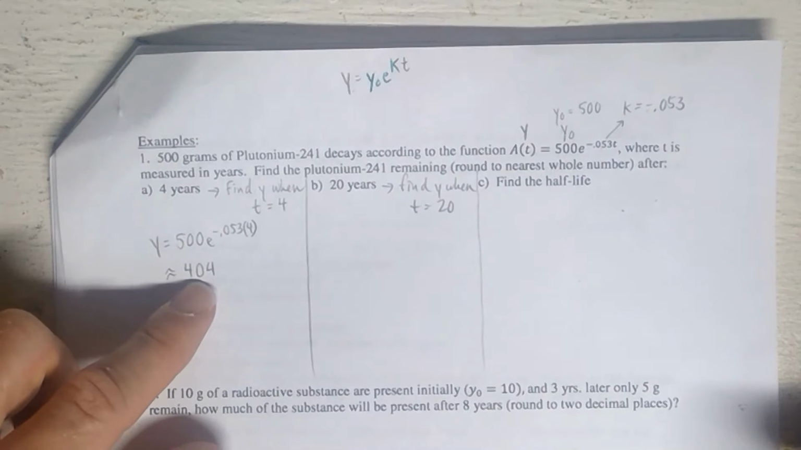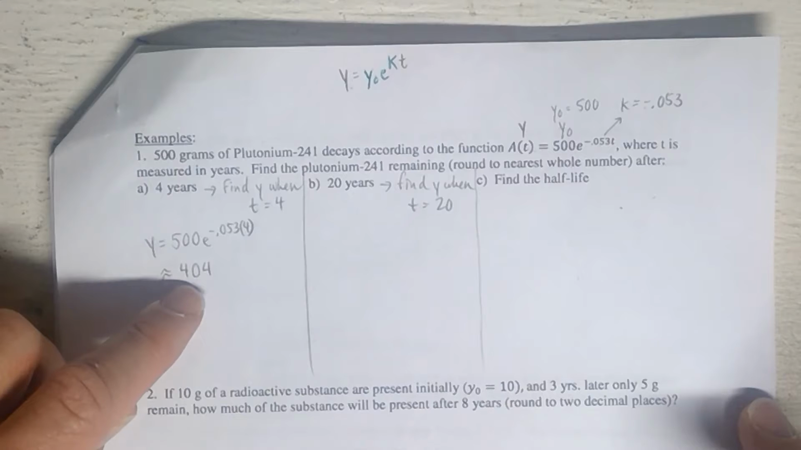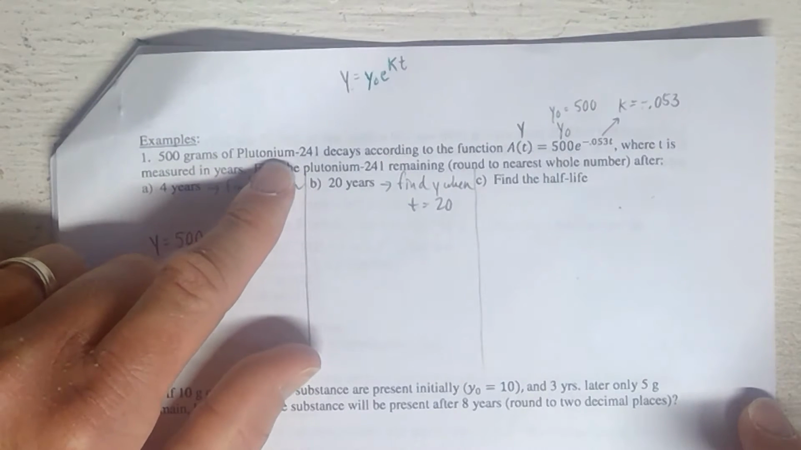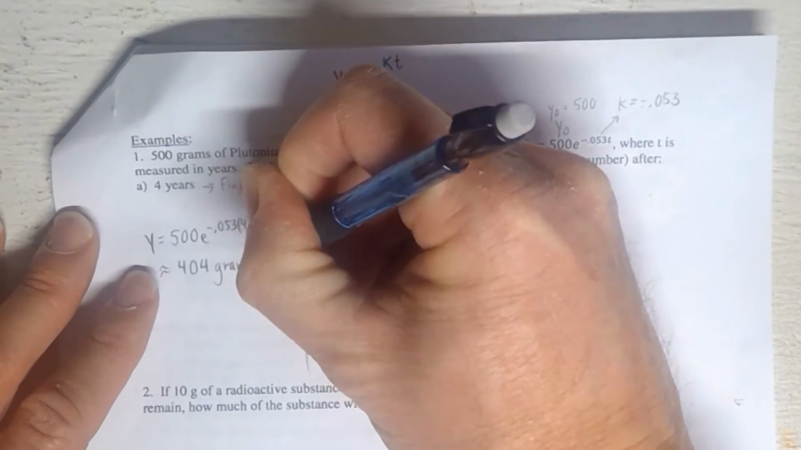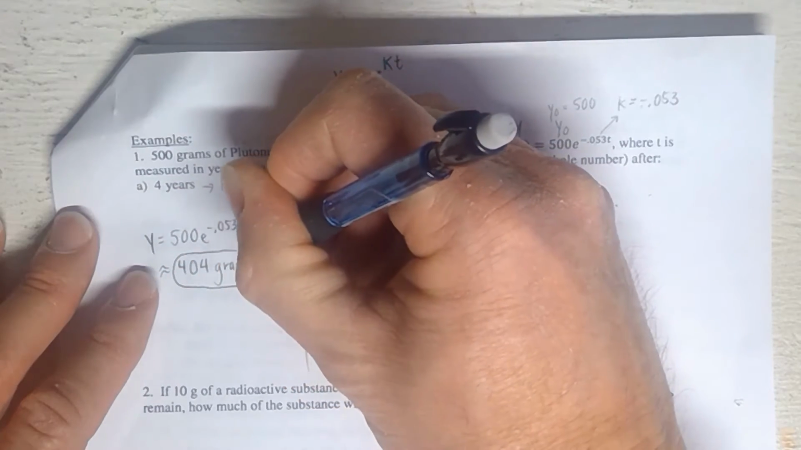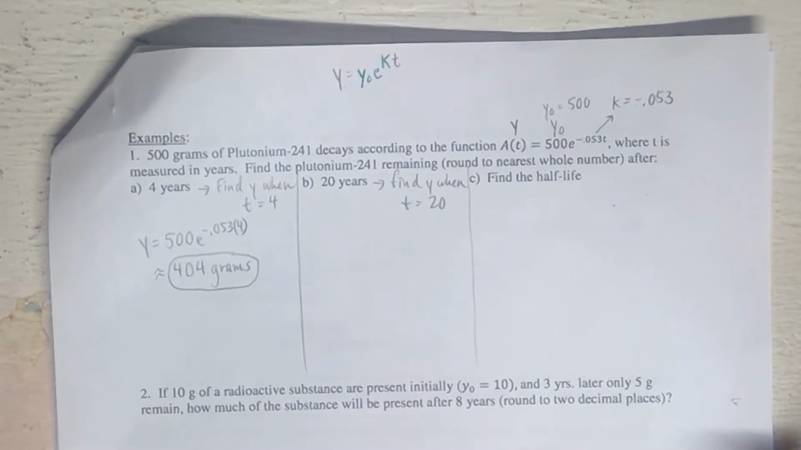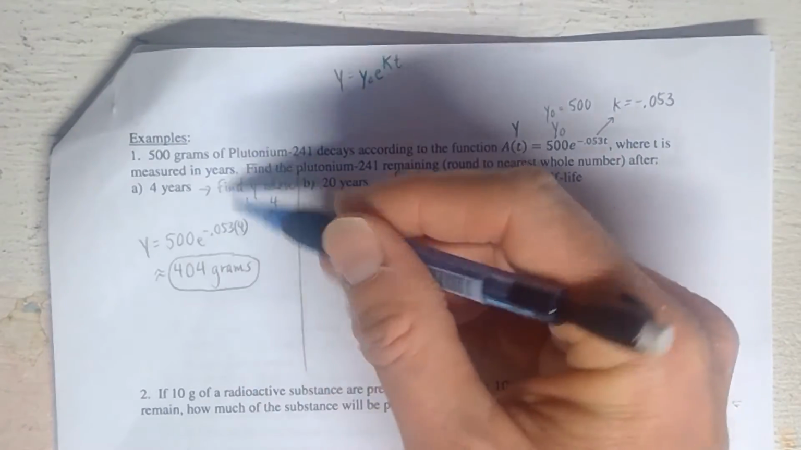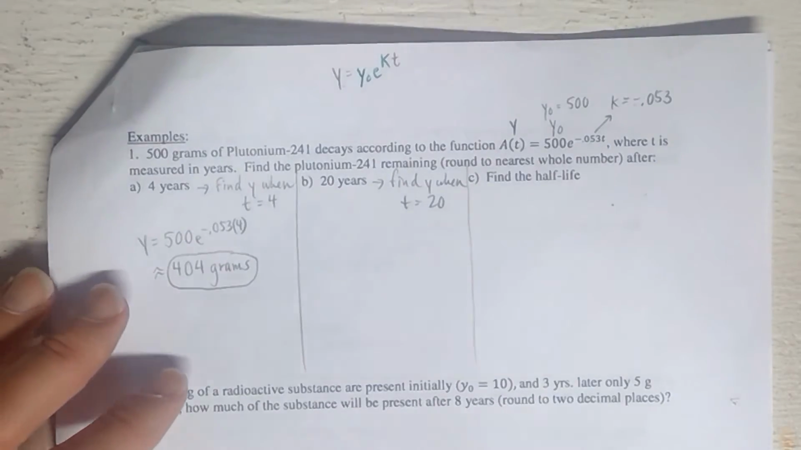So how is the 404 measured? Well, because we figured out y, and y represented the thing that was decaying, which is the plutonium, then we know that this answer is in grams. And you got to say that. You don't need to make some big sentence like we do with a lot of word problems, like I've said before. I do need you to tell me how it's measured, though, if the problem has measurement in it. Since plutonium is measured as grams, and since y represents plutonium, this number must be in grams as well.